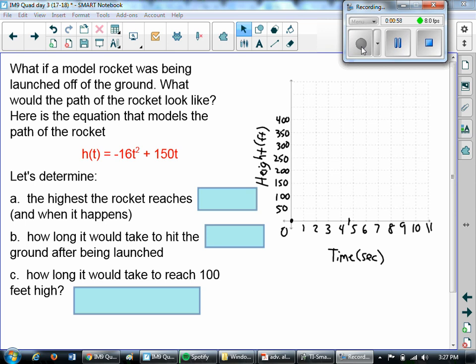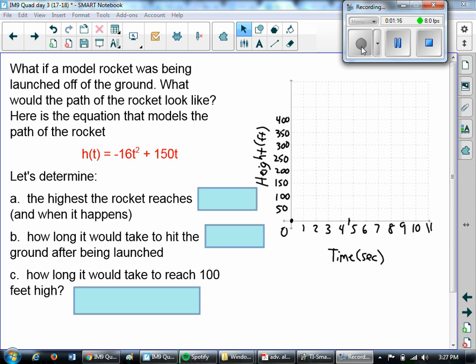So we want to answer the questions: what is the highest the rocket reaches? How long will it take it to hit the ground after being launched? And how long will it take the rocket to reach 100 feet high? In other words, very similar questions to what we answered in the last video, but just using a different feature of our calculator to do this.